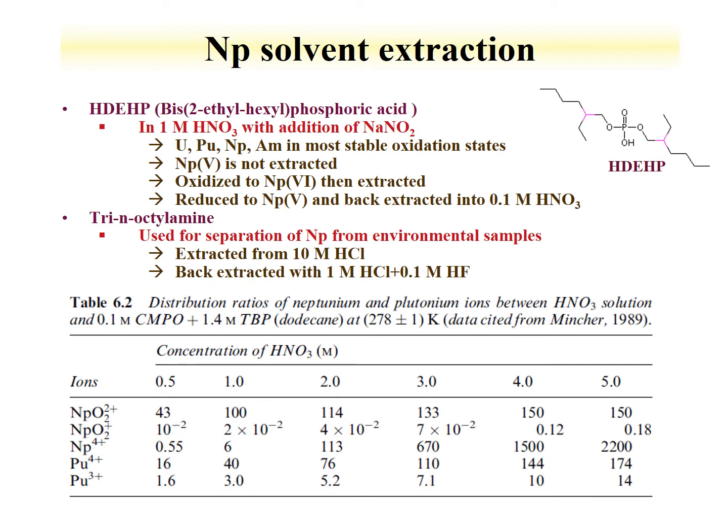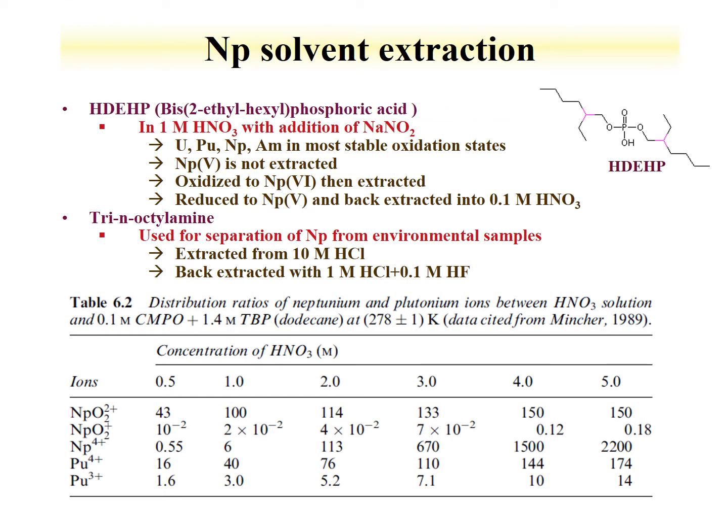Other neptunium solvent extractions include the use of HDEHP, which is the molecule shown here. This is also part of processing for actinides. In this case, with 1 molar nitric acid with the addition of sodium nitrite, the uranium, plutonium, neptunium, and americium go into the most stable oxidation states. In this case, neptunium-5 is not extracted. So we get oxidized material we can extract, and then if neptunium is reduced back to the 5, it can be back extracted into 1 molar nitric acid.